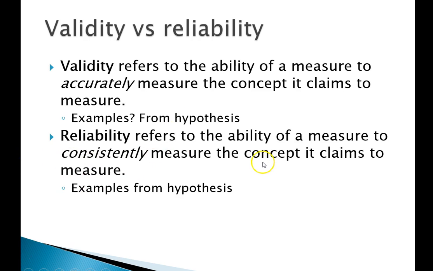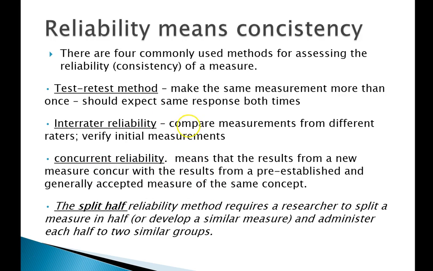Reliability refers to the ability of a measure to consistently measure. So that means if you're measuring weight, you want your scale to come up with the same weight every single time before any change occurs. Reliability, as we talked about, has the test-retest method, inter-rater reliability, concurrent reliability, and split half reliability. I'm not going to go back over these. You can pause and review if you want to, but we've already talked about these.